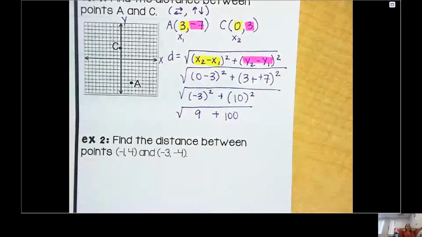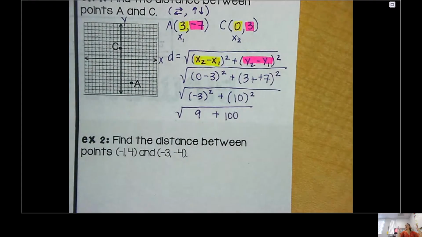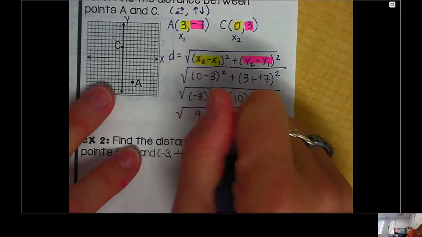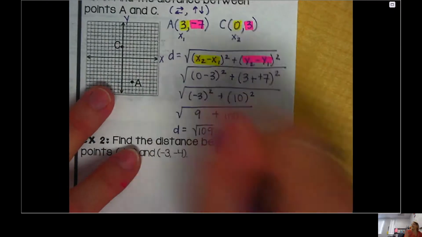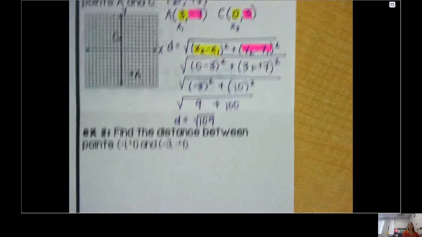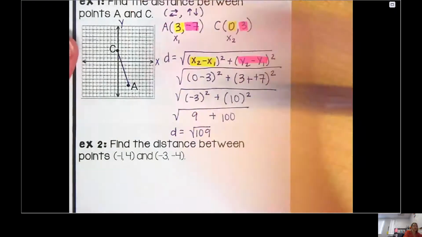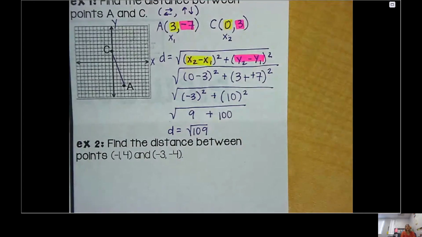All right, we're almost done. Now what? Adam, what do you get? 109. It's early. It's okay. It's a Monday. It's still early. We're good.